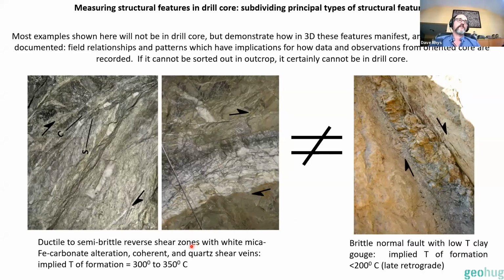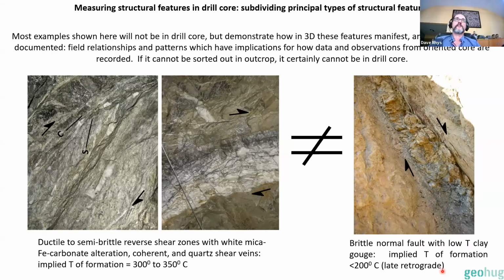Because you can see on the left here, these shear zones are associated with white mica, iron carbonate alteration, semi-brittle to ductile deformation. This is deformation and structures that are forming at 300 to 350 degrees Celsius. Versus on the right, this brittle fault has low temperature clay. It's very brittle. It's got no veining, no alteration, less than 200 degrees Celsius. It's a late retrograde feature. It's come in way after the fact.